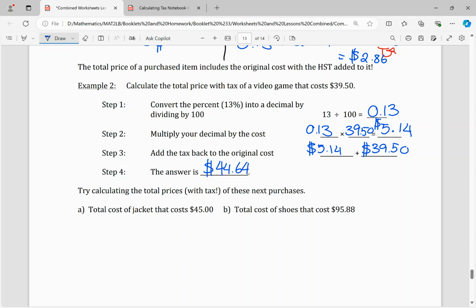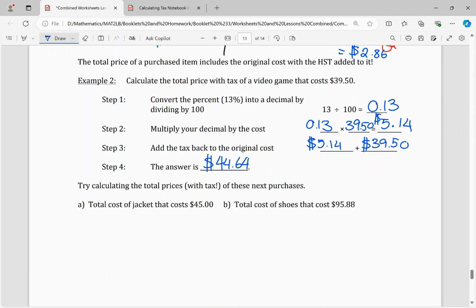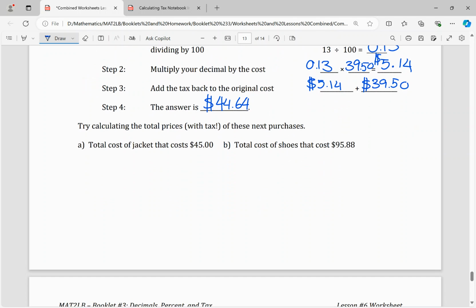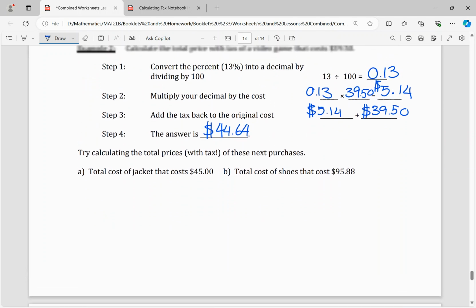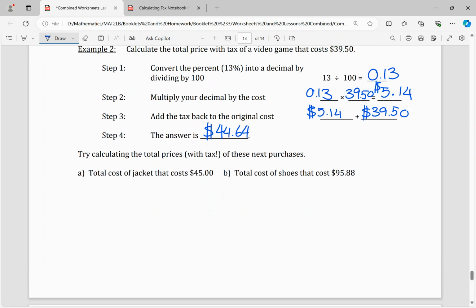So to find the final price, calculate the amount of tax that you'll be paying, multiply it by 0.13, and then add it on to the original price. I'm going to solve question A the same way, and then I'm going to give you a really handy shortcut for question B.